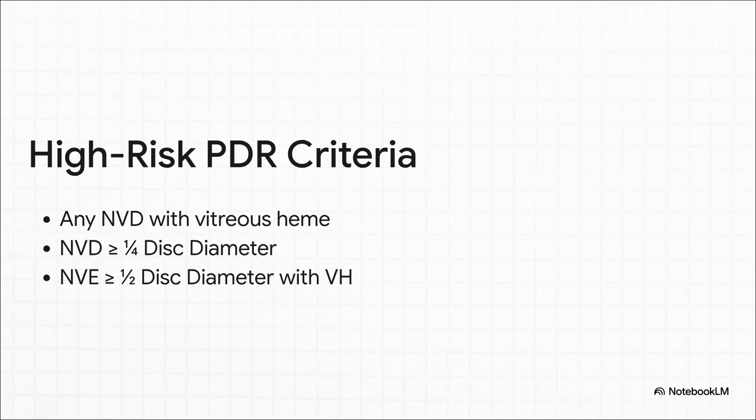The DRS gave us 3 highly testable cutoffs here. Number 1, any neovascularization of the disc, or NVD, paired with a vitreous hemorrhage. Number 2, a large area of NVD, and by large we mean greater than or equal to 1/4 disc diameter, even without a hemorrhage. And number 3, a large area of neovascularization elsewhere, or NVE, greater than 1/2 disc diameter paired with a vitreous hemorrhage. Just remember the shorthand: any NVD with blood, large NVD, or large NVE with blood. Commit those disc diameter measurements to memory for sure.